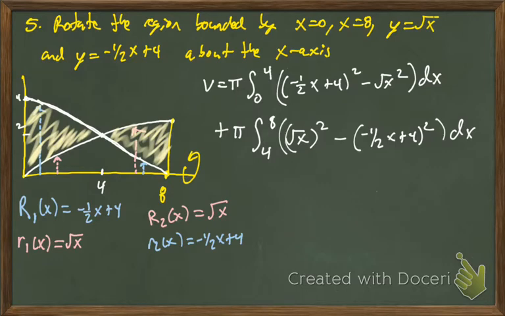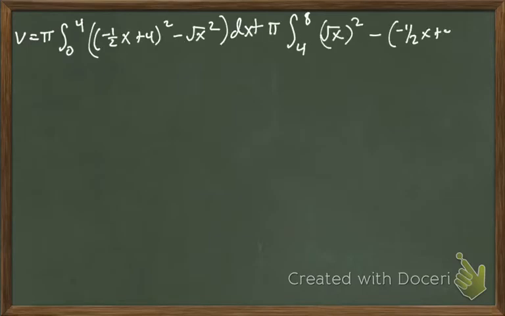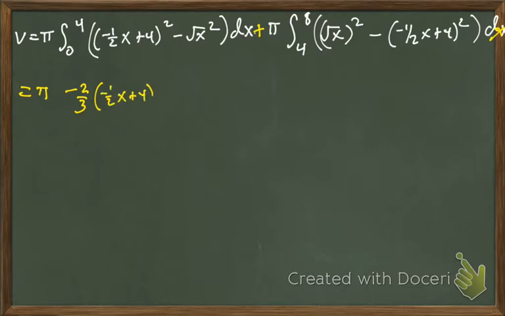From here it's mostly algebra, a little bit of routine integration. It's a little bit messy, but we'll go ahead and write that all out. And we'll go through and get stuff integrated. So pi and then negative 2/3, negative 1/2 x plus 4 quantity squared minus x squared over 2, and we're going to evaluate that from 0 to 4.